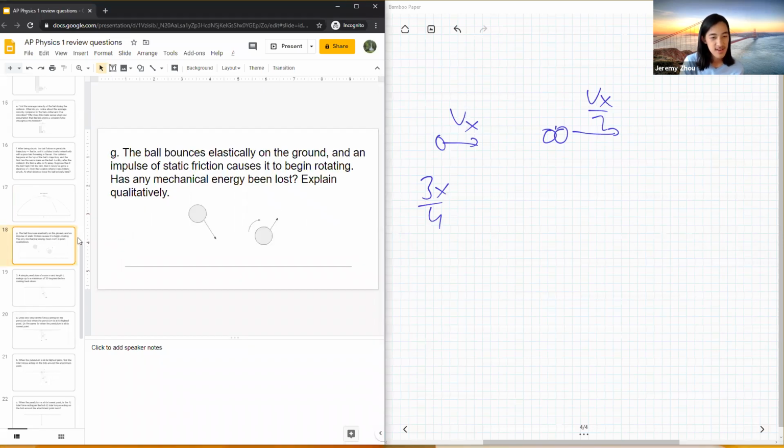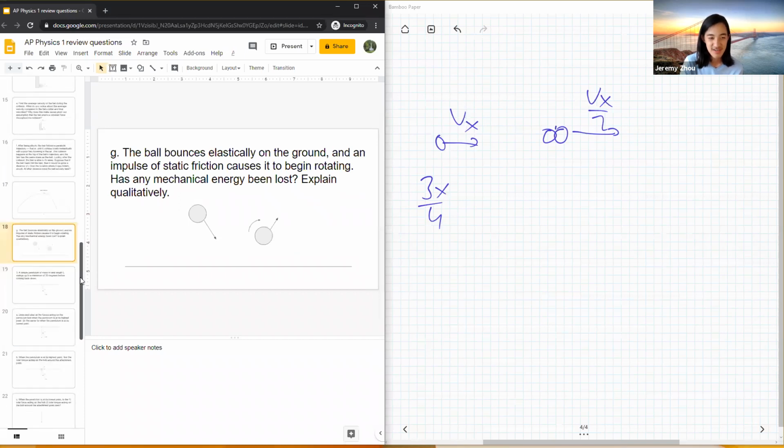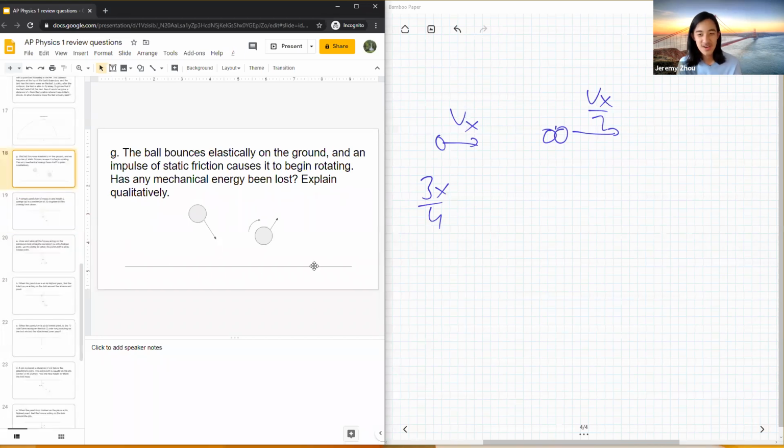Okay. So last part of question 2. The ball bounces elastically on the ground, and an impulse of static friction causes it to begin rotating. Has any mechanical energy been lost? Explain. Yeah, I know birds can't hover. So guys, put yes or no for this. What do you think?